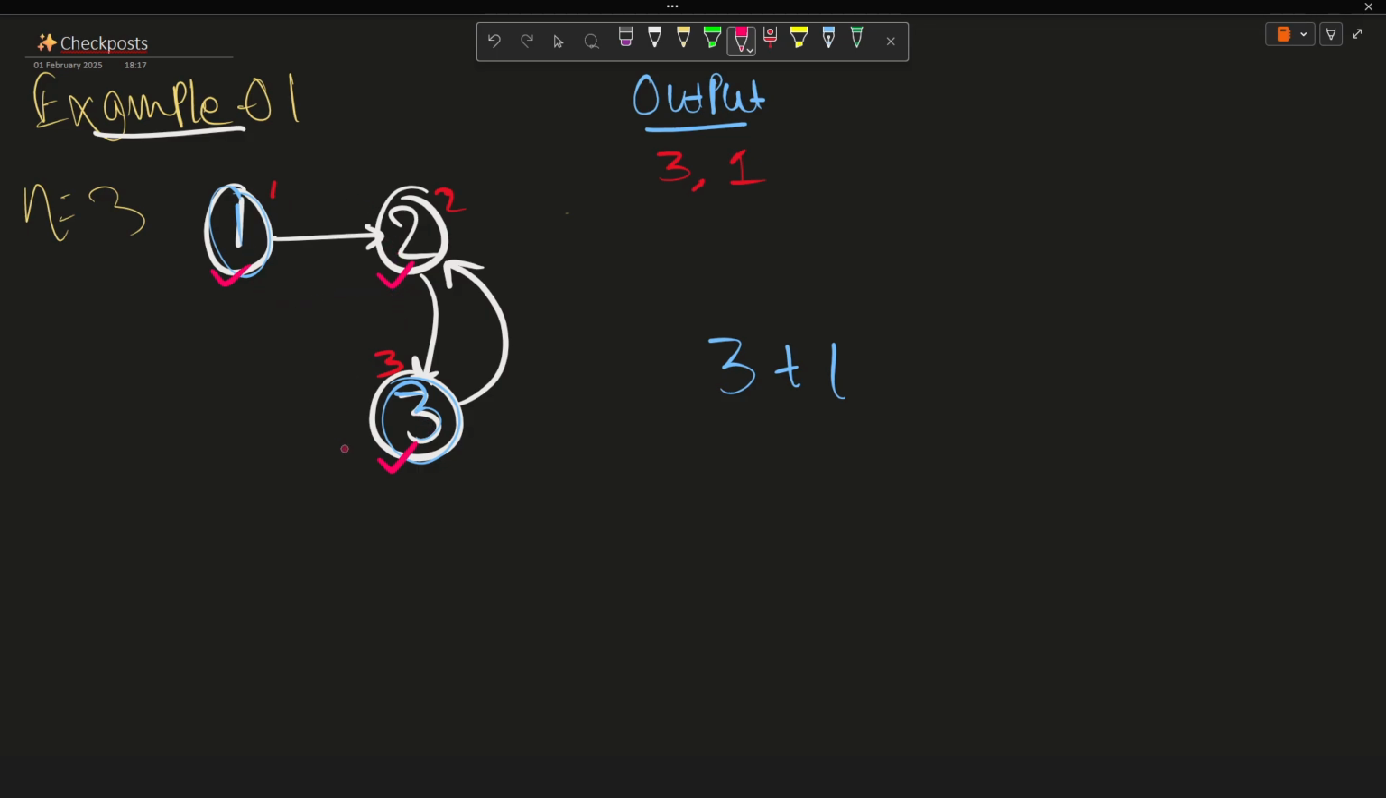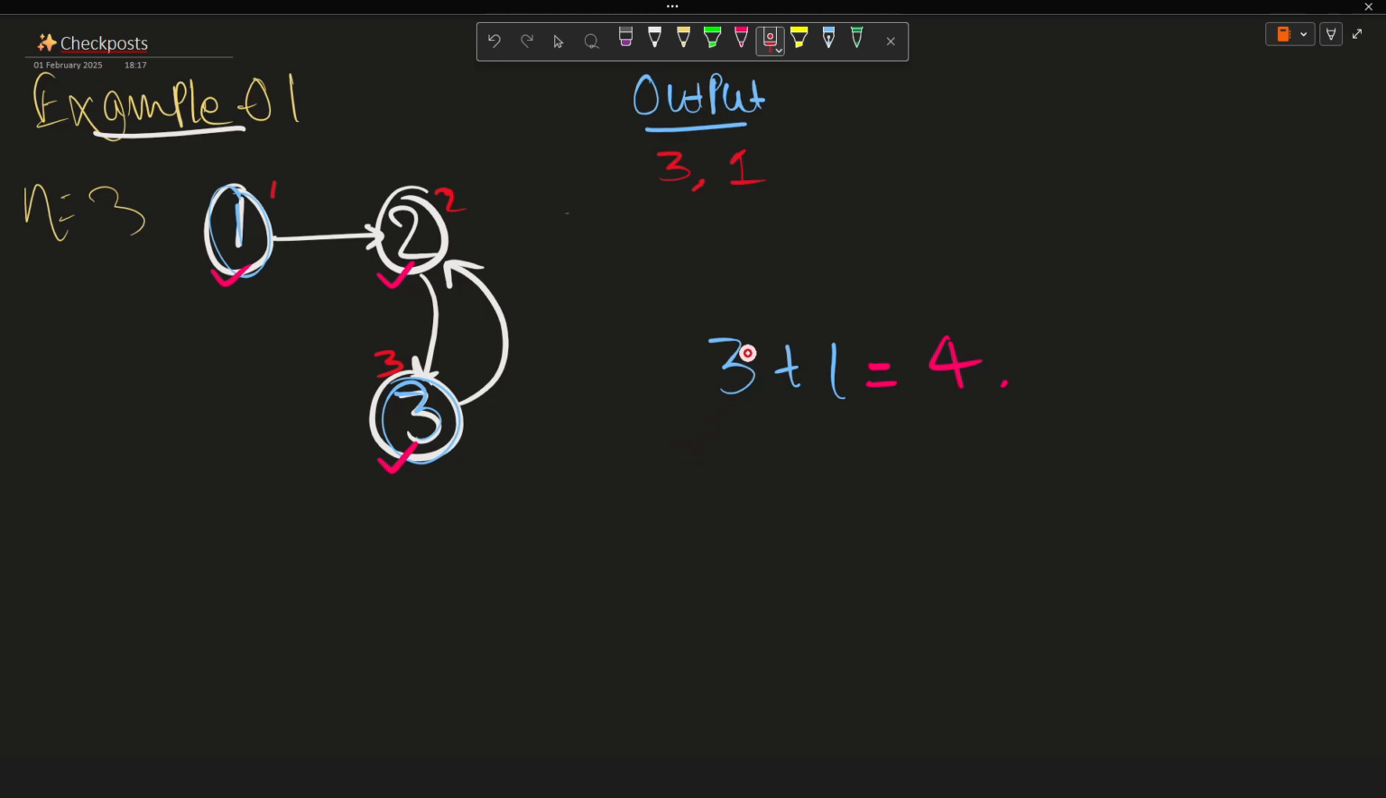Since every junction of this graph or the city is now protected, we can say that our work is done, and in order to do this, the total amount of money that we needed to spend was 3 plus 1, that is 4. But since in the output it is given 3, it means that we can do this in a better way, and that way will only cost us 3 units of money instead of 4.